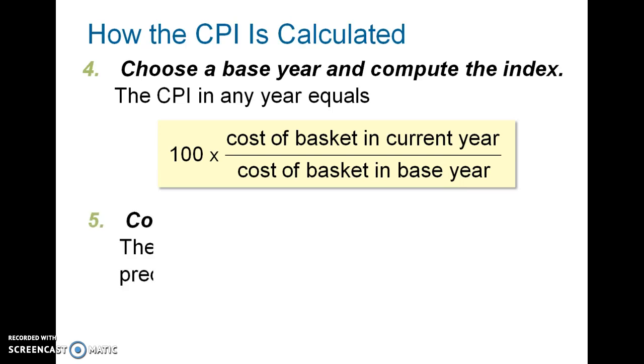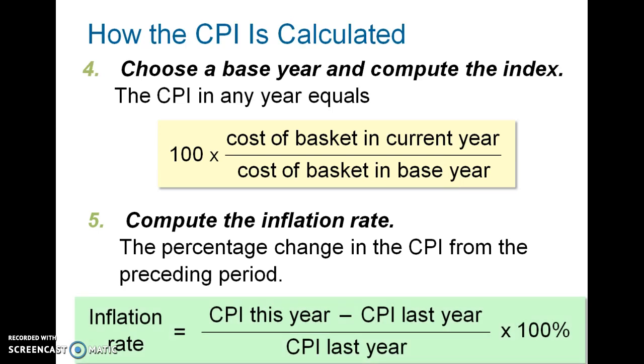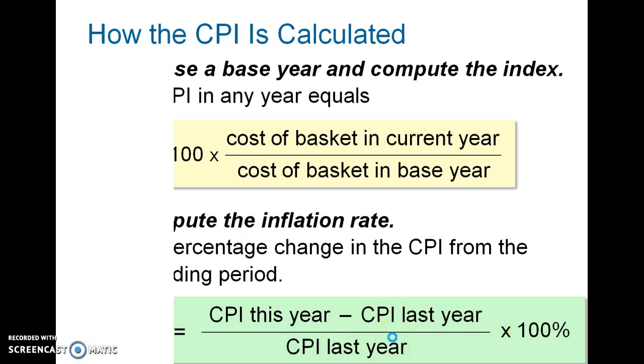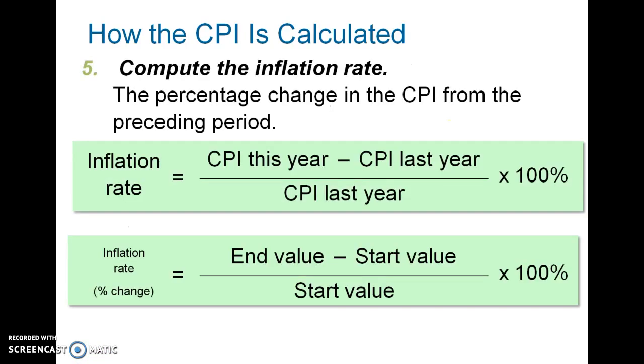So then from there, we calculate the inflation rate, and the inflation rate is just a percent change in the CPIs. So the CPI this year minus what it was previously divided by what it was previously times 100. One quick thing on the inflation rate calculation, just bringing up what we saw on the previous slide. I want to point out that the inflation rate is really just a percent change calculation.